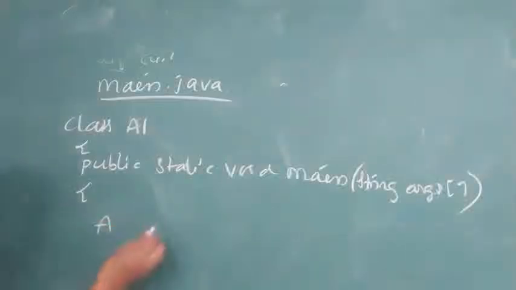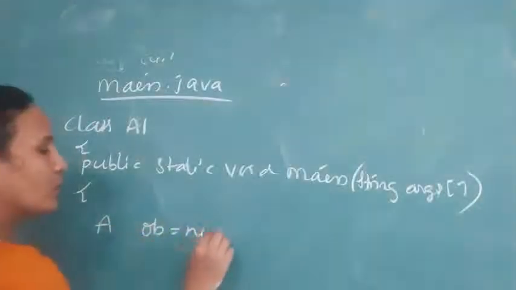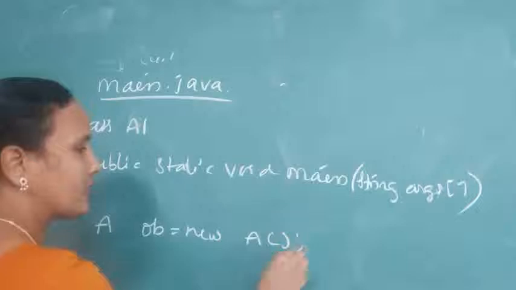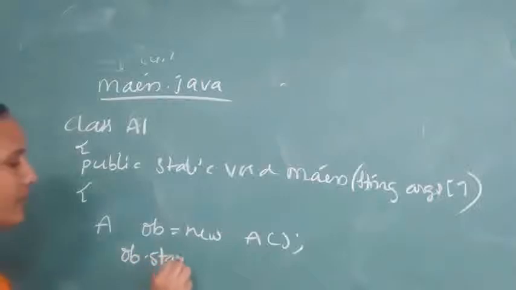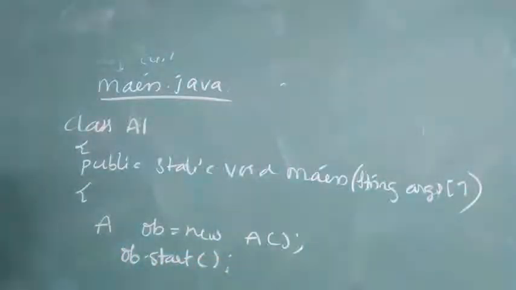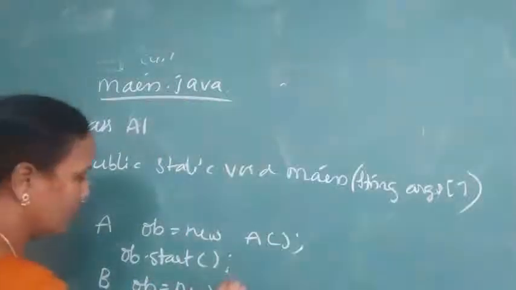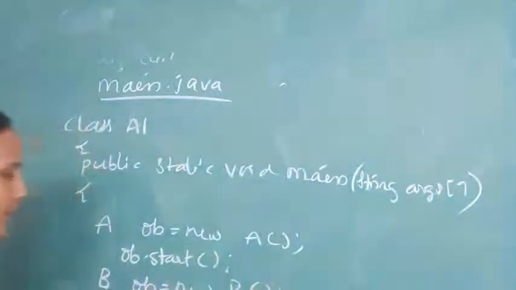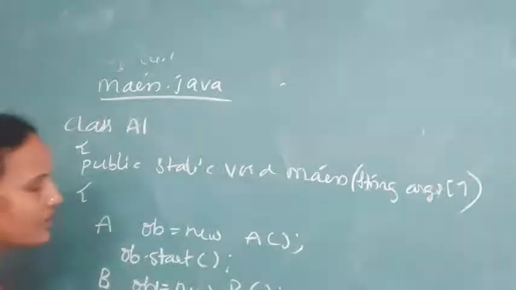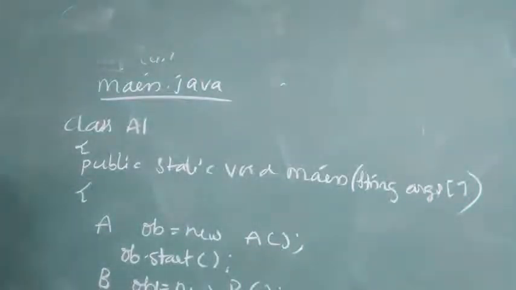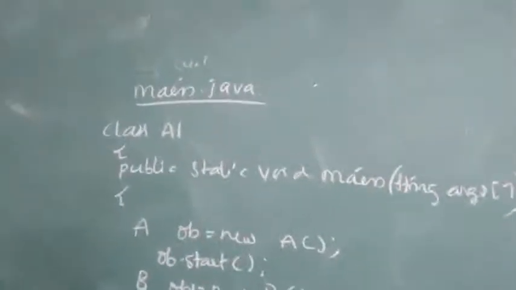So, the first thread is A ob = new A. It's a constructor. Okay. Now, ob is the object of which thread? A. Now, ob.start. The first thread will be started. Now, the second thread B ob1 = new B. Now, ob1.start. Okay, actually this is the process when you create multiple threads in a single program.